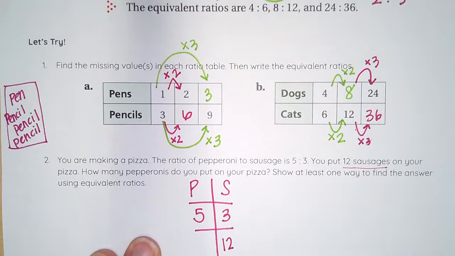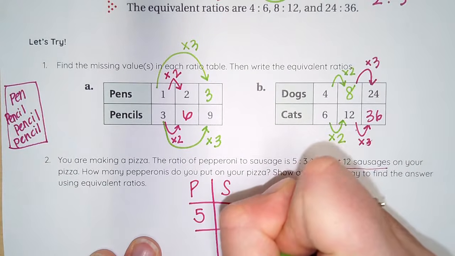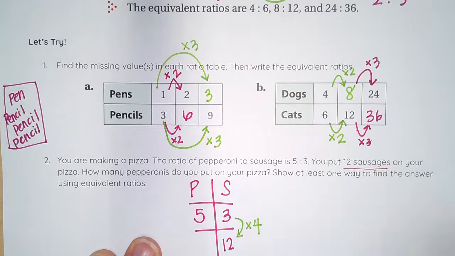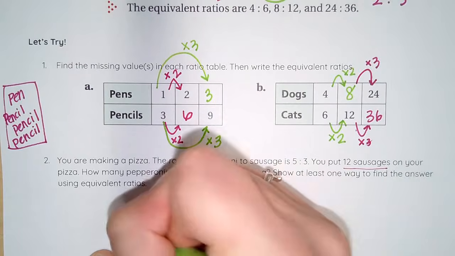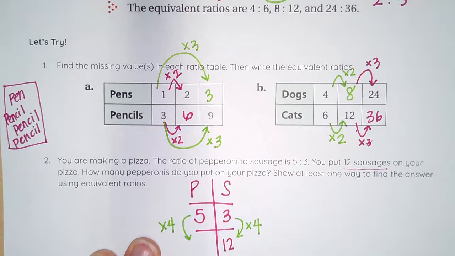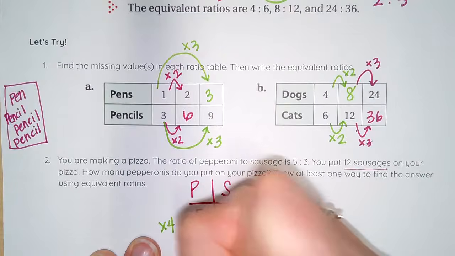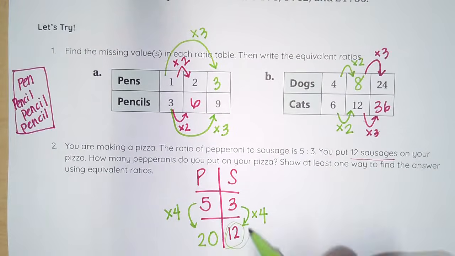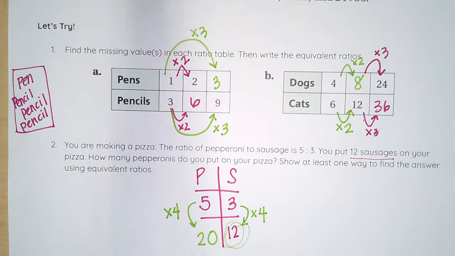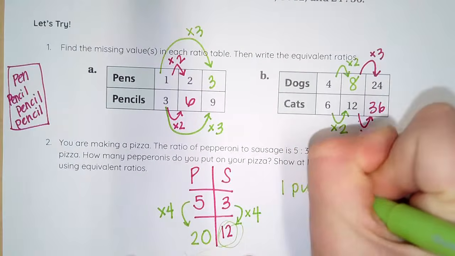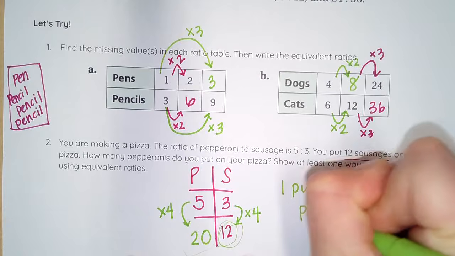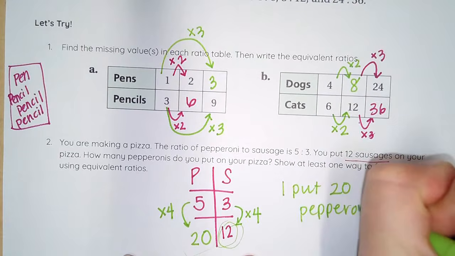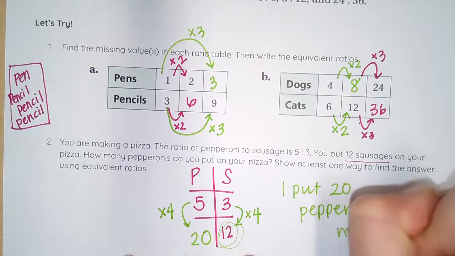Now from here I look and I say, okay, well, how do I get from 3 to 12? I multiply by 4. Therefore, I multiply by 4 over here. 5 times 4 is 20. This is telling me that anytime I have 12 sausages, I will need to put 20 pepperonis. So how many pepperonis do you put on your pizza? I put 20 pepperonis on my pizza.